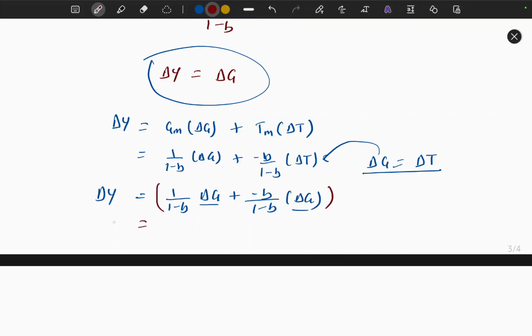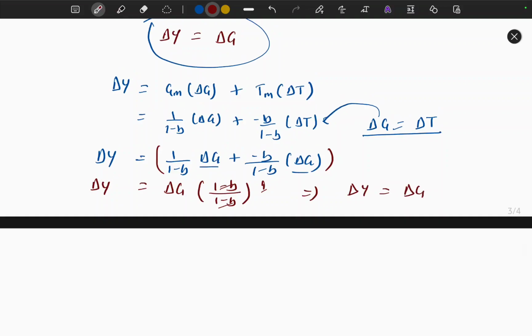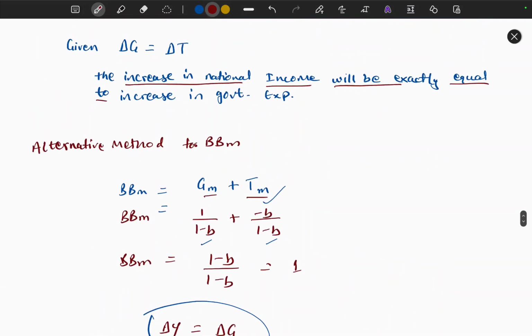We get delta Y equals delta G times 1 minus b over 1 minus b. This will just cancel out and be equal to 1. This proves that delta Y is equal to delta G. If you want to put this in words, you can say the increase in national income will be exactly equal to the increase in government expenditure.